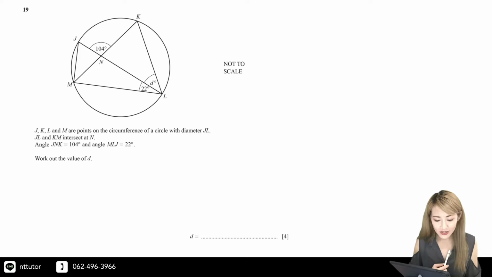J, K, L, and M are points on the circumference of a circle with diameter JL. JL and KM intersect at N. Angle JKM equals 104 degrees and angle MLJ equals 22 degrees. Work out the value of D.